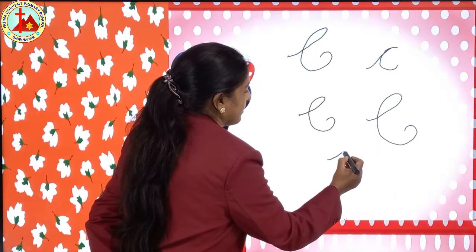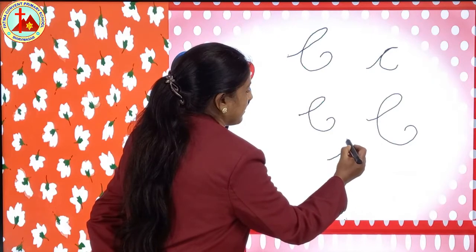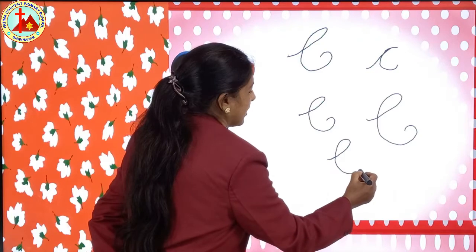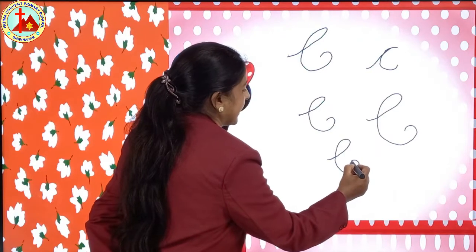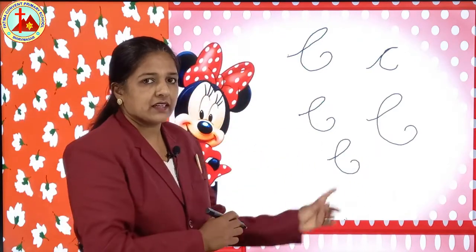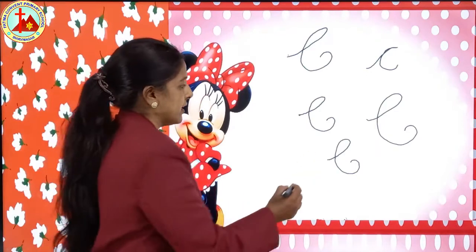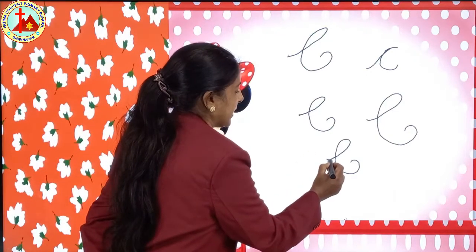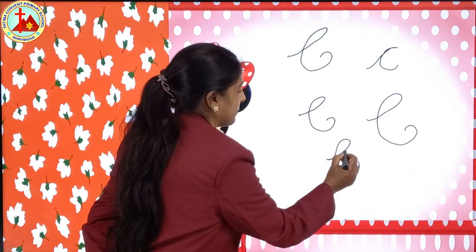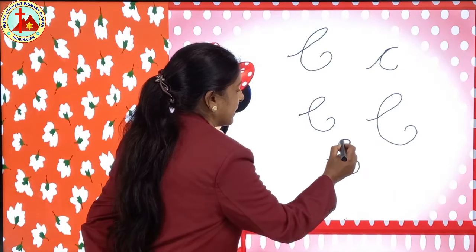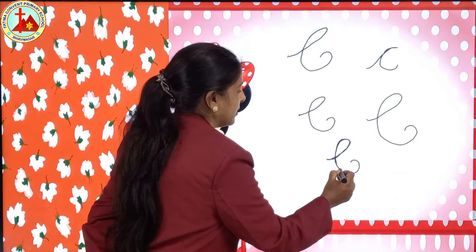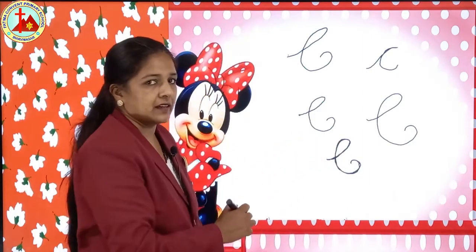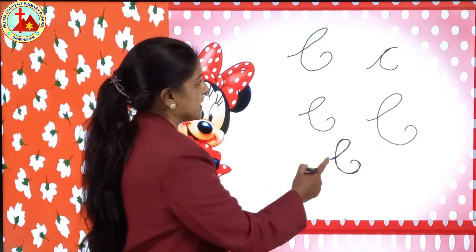Again see children, you have to write like this. Go up, make a loop, come down, curve, and turn inside. Cursive capital C. You have to start from here and go up, make a loop, come down, curve, and turn inside. Cursive capital C.